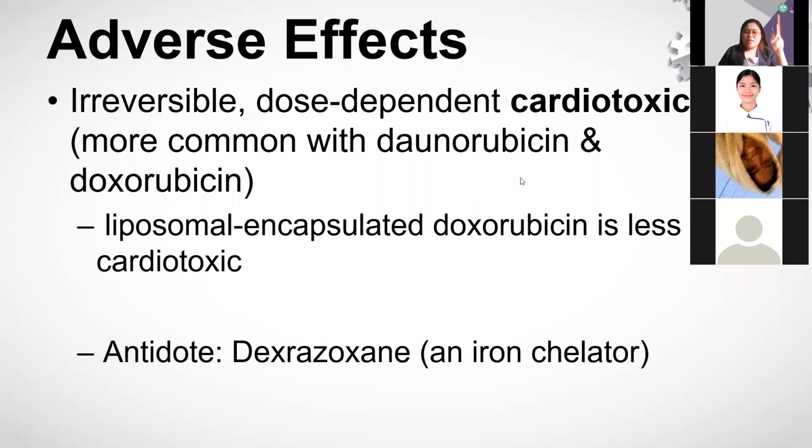Especially daunorubicin and doxorubicin, they are notorious for causing cardiotoxicity. They can be harmful to the heart. And the damage to the heart is most of the time irreversible, but dose-dependent. Meaning, if you reach a certain high dose, that's the time it damages the heart. But if we control the dose at a low level, then there is no problem.